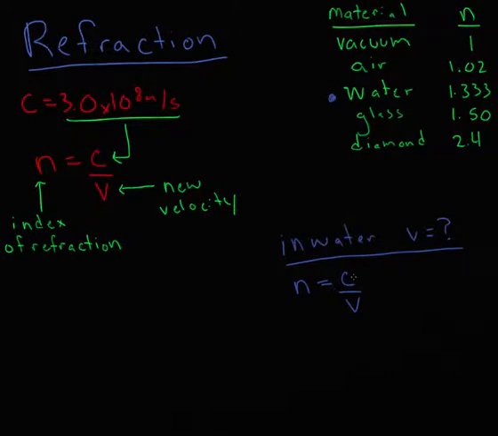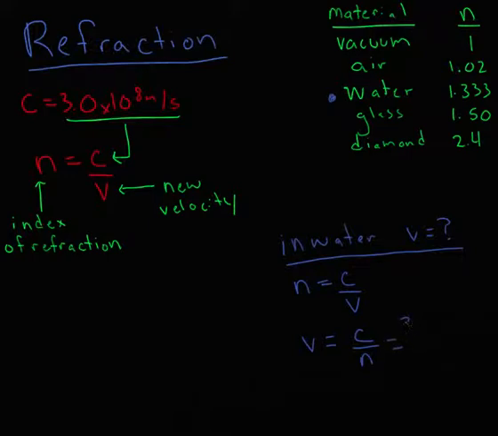We're going to plug that in for n. c is going to be the speed of light, the 3 times 10 to the 8th that we always use. v is going to be the new speed of light in water. So before we plug in any values, let's solve for v. We multiply both sides by v, and then divide by n. So we end up with v equals c over n.